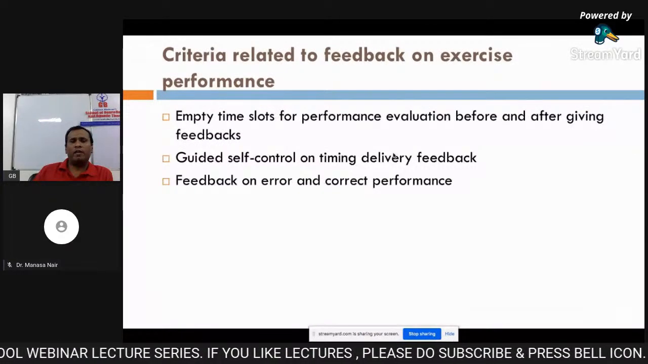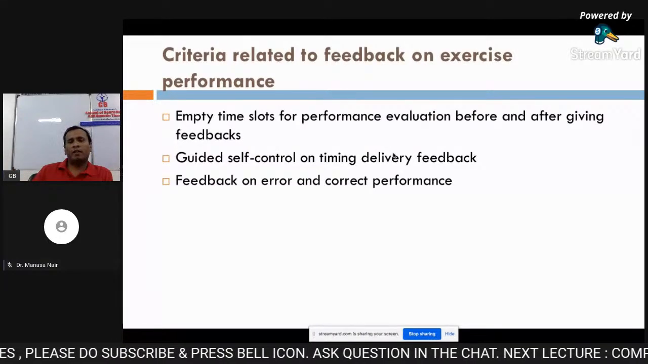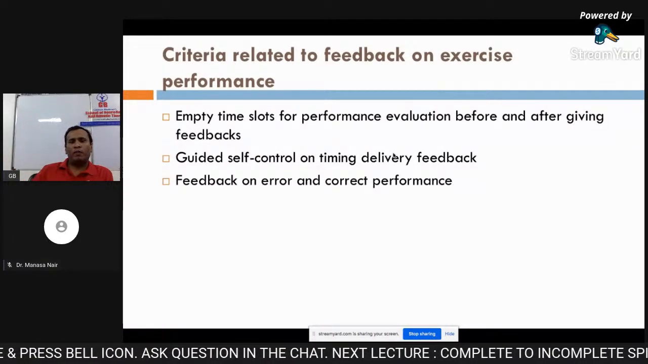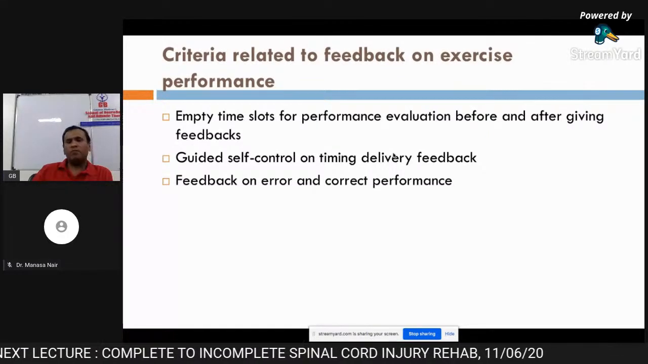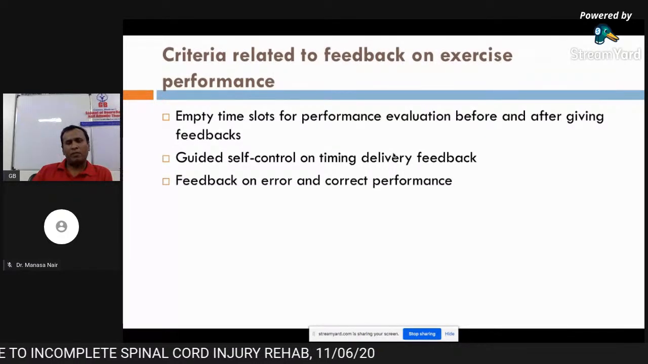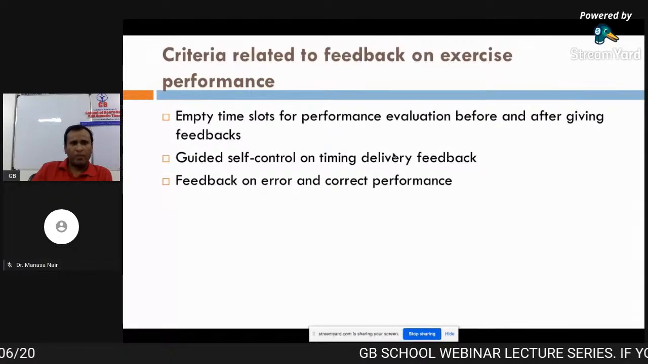So like this also, you can have a guided control on timing of delivery of feedback, or in the whole session also you can say that for now 10 minutes you can do whatever you want. After 10 minutes I will give you some feedback about what your performance is. So this is how you can do the permutation combination based on your patient's need and his understanding.